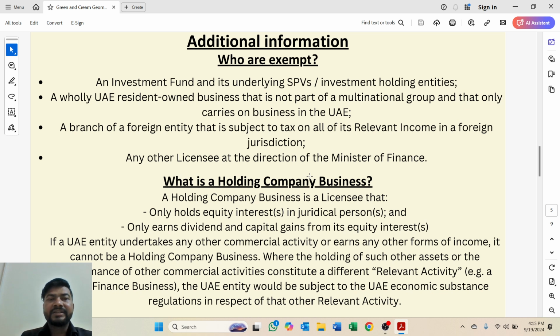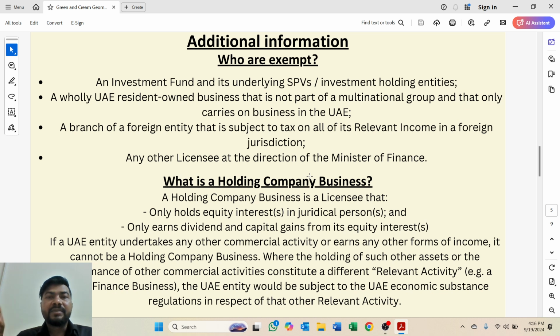And the branch of a foreign entity that is subject to tax on all its relevant income in a foreign jurisdiction. Suppose any company XYZ is in India and it has a branch in the UAE, and in India, for a resident person, they have to pay tax on the worldwide income.